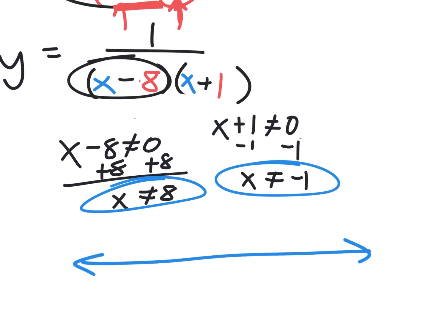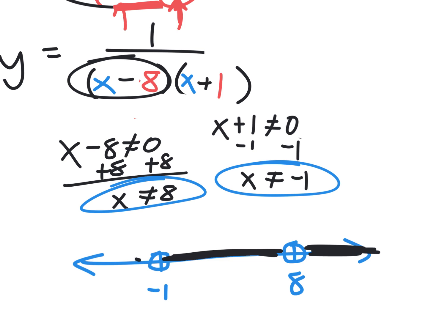Okay, so I'm doing my domain, and I gotta put it on this number line. Why? Because I'm trying to find the things that work. All I have right now is the things that don't work. It can't be -1 and it can't be 8. But the cool part is, you don't have to even test this. Everything else works. So it's everything in here and everything out there and everything out there.